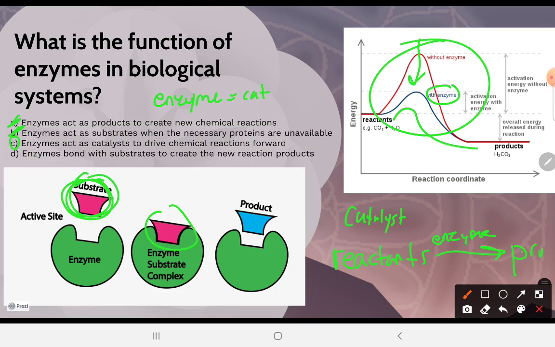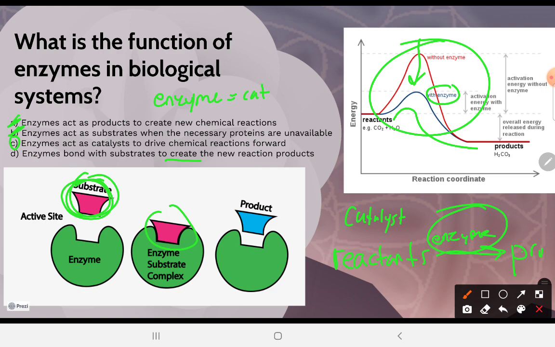You also have to remember that they reduce activation energy and make things happen faster. All right, so then D, enzymes bond with substrates. Yes, they do, to create the new reaction products. That kind of sounds like the answer, but the thing is enzymes themselves are not products. They help to make products.